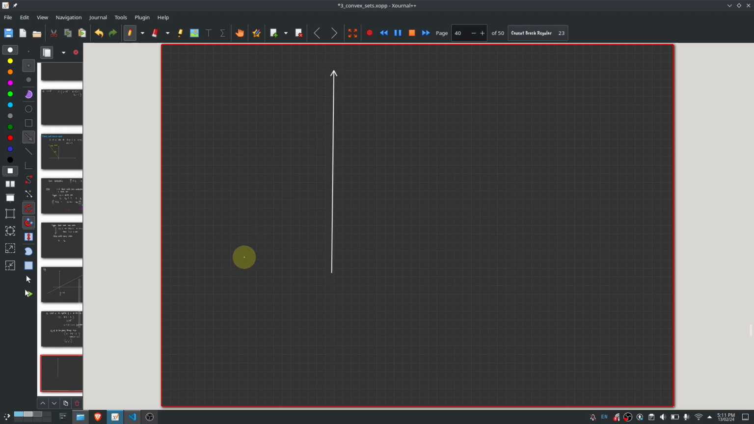But what about a straight line that does not pass through the origin? Is that a cone? No, right? Because a cone should always contain the origin. Now, can you give me some other non-trivial example of a cone?